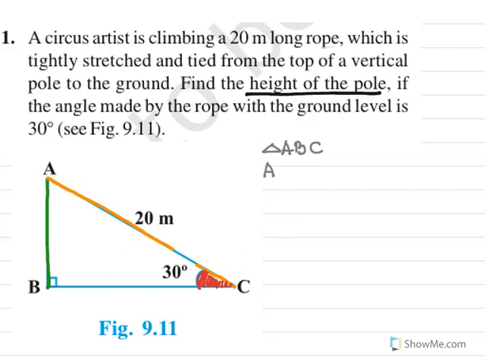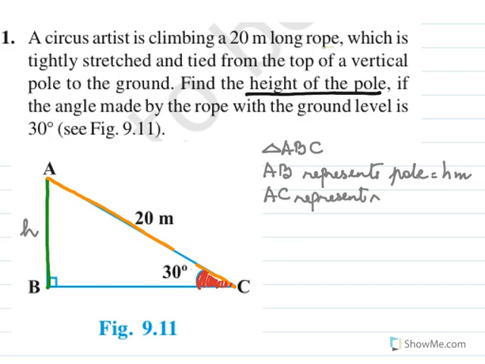So in this triangle ABC, AB represents the pole. We don't know the pole, we need to find it. We call it H meter. So we put this as H. Then AC represents the rope, and this rope is 20 meters, and the angle between the ground, that is BC, and the rope AC, the angle ACB, is equal to 30 degrees.